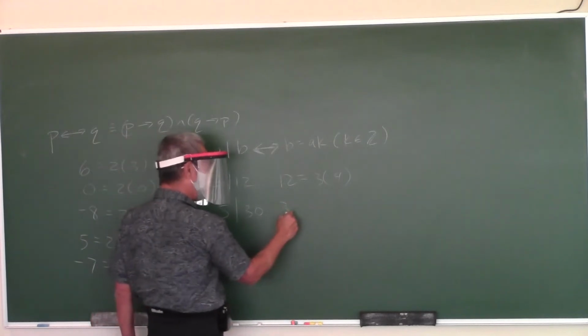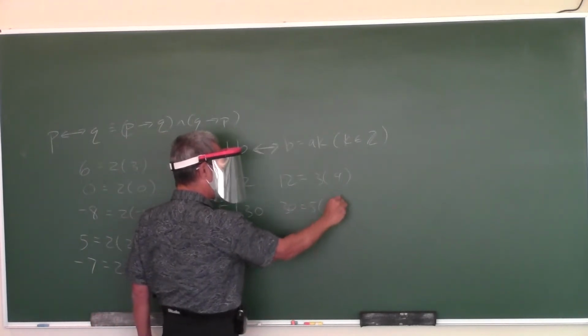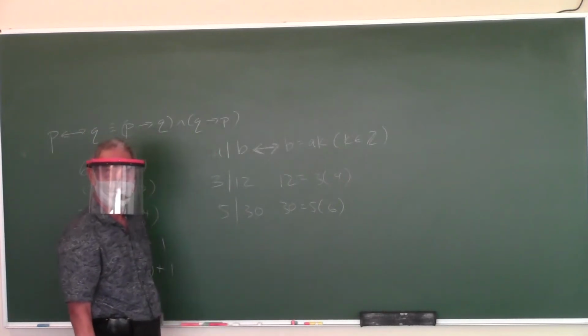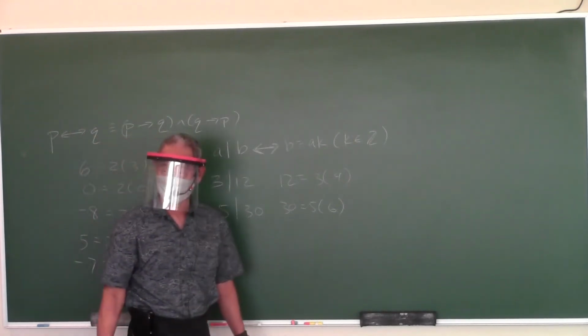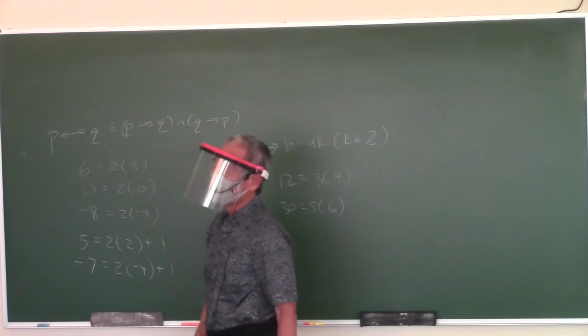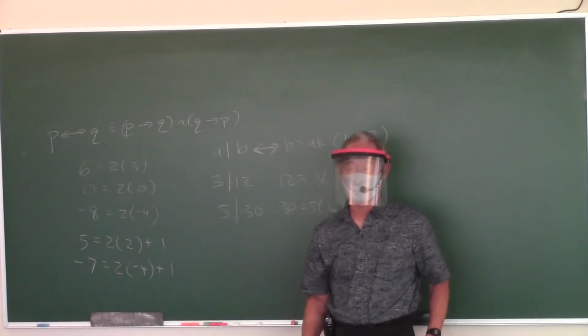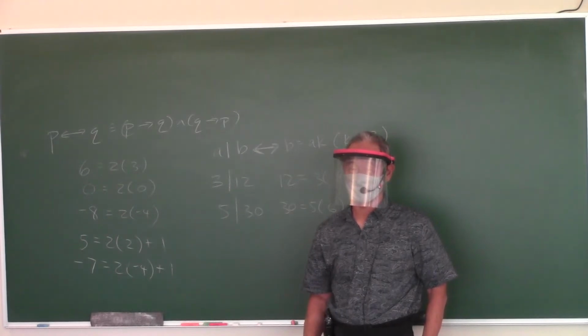Yes, because 30 is equal to 5 times some integer, and that integer would be 6. This is pretty central in number theory. And then the last one, have you guys seen that notation before? Some of you program computers? You guys use the mod thing?